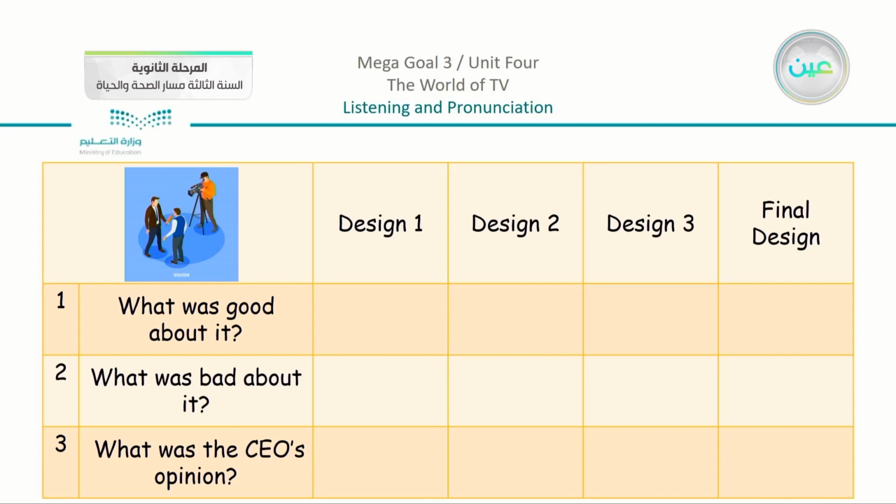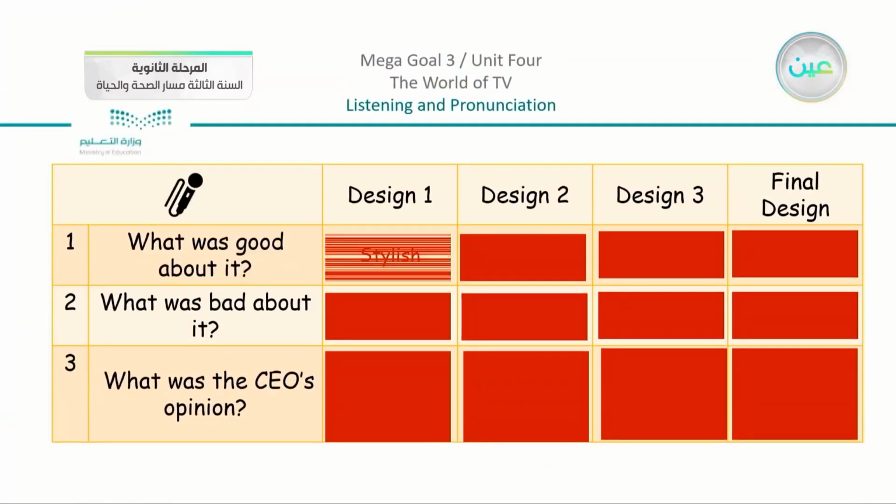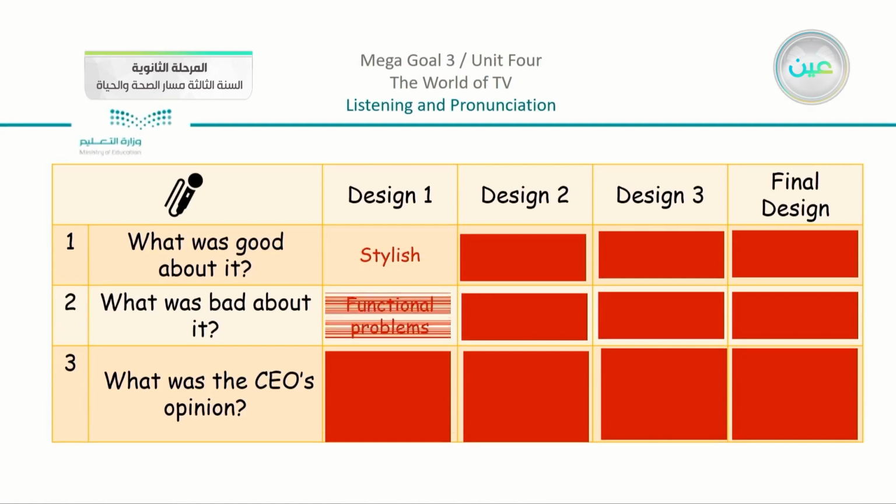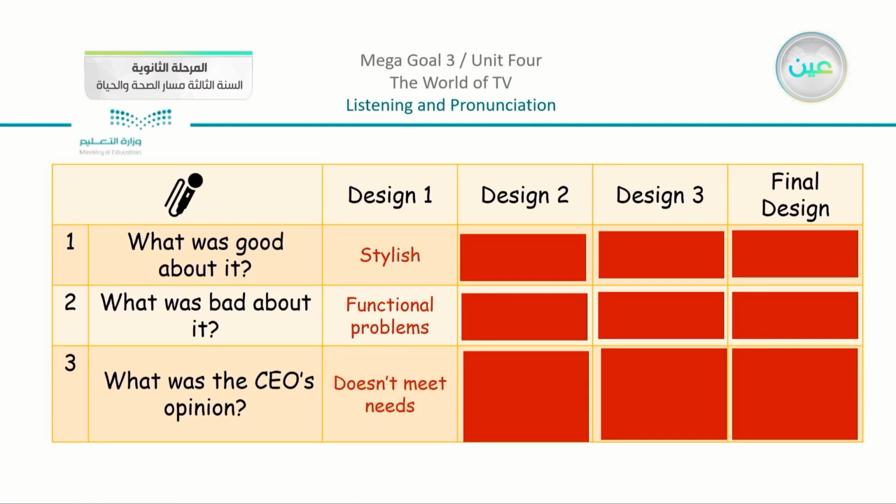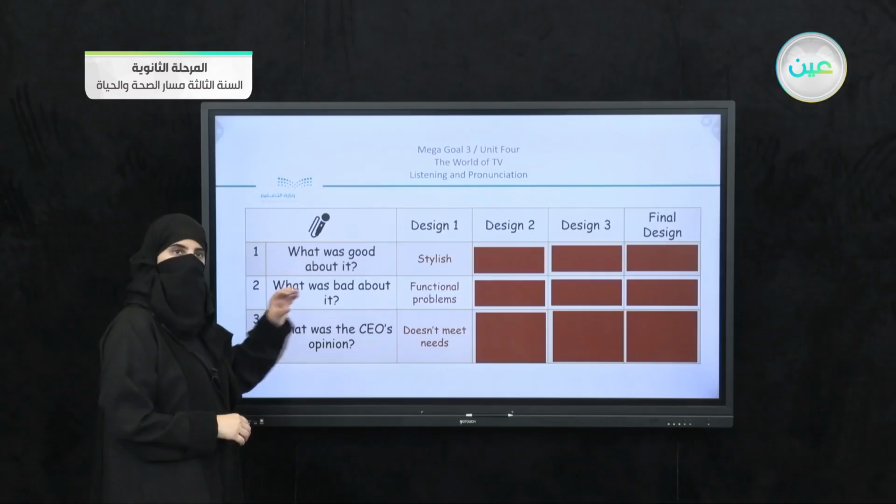So let's see the answers here. We have here what was good about the first design. Now the first design, if you heard correctly here, it was stylish, yes. But what was bad about it, we have here functional problems. And we can see that the CEO's opinion was it doesn't meet needs. So you can see that we have here simple points.